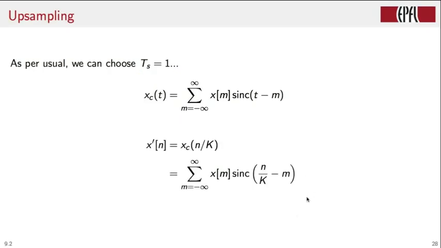When we resample with a period that is 1 over K times smaller than the original, we are taking samples of the interpolated function at n over K, and the result is an interpolation formula where the sinc function now is centered at fractional intervals, so n over K.